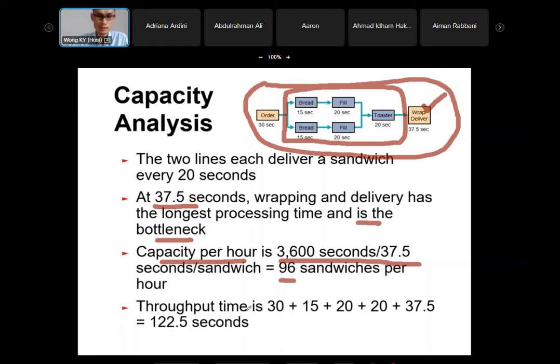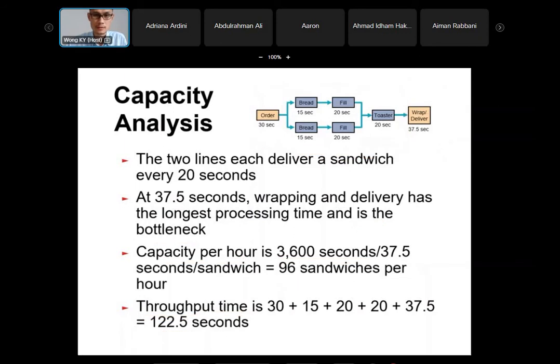And what is the throughput time? Throughput time, as I said, is the time from the start until the end. So you just add up 30 plus 15, 20 plus 20, plus 37.5, and you get 122.5. Okay.